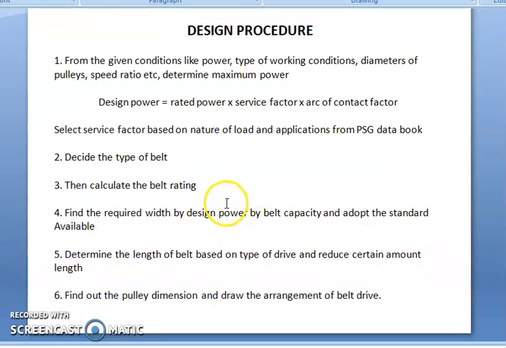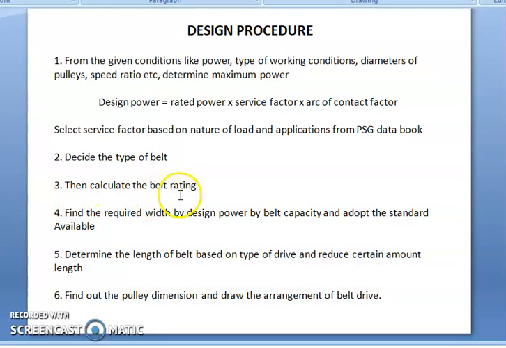Then the design procedure is based on the power, types of working conditions, diameter of pulley, and speed ratio. The design power can be calculated by using the formula: design power is equal to rated power multiplied by the service factor and torque of contact factor. Then decide the type of belt based on the available conditions, applications, and the velocity of the drive.